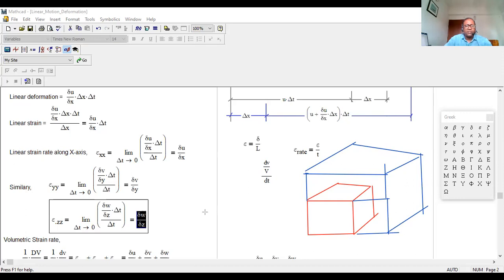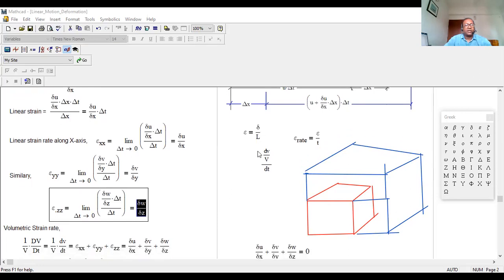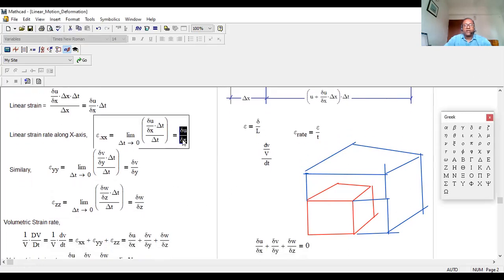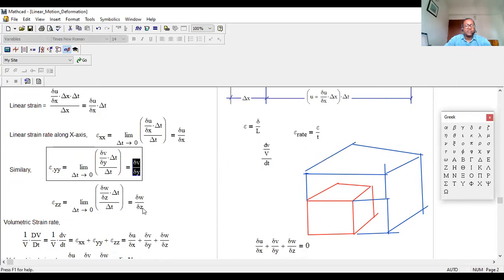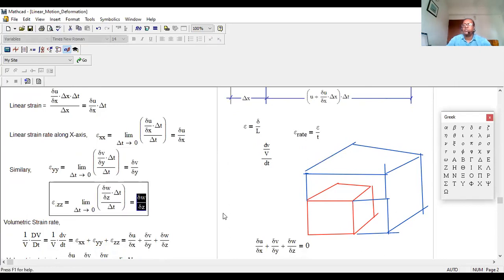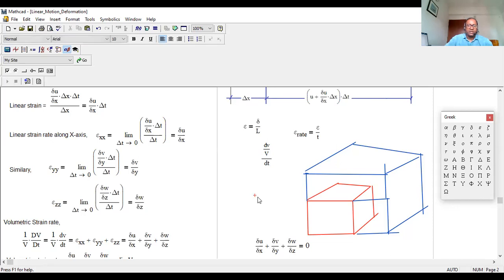So how can we figure out the volumetric strain? We know along the x-axis, the strain rate is this much, along y-axis this much, along z-axis this much. So if you sum these three, then we can figure out the volumetric strain. Volumetric strain means change of volume dV divided by original V, right? Then this term you again divide by time dt. This is called volumetric strain.